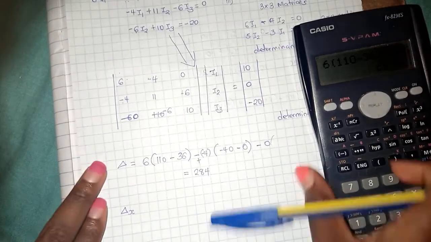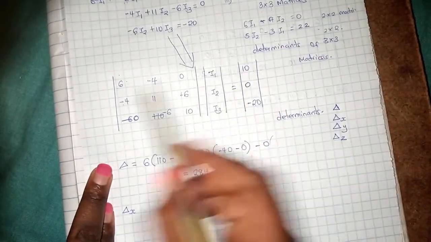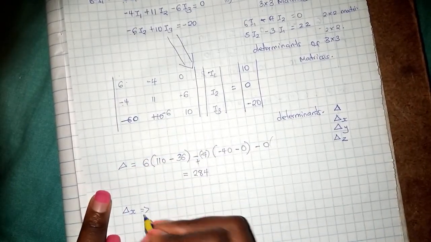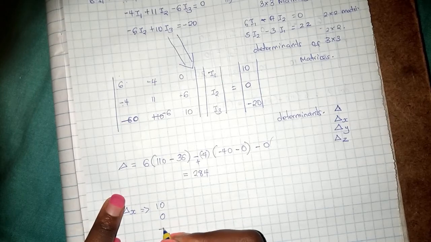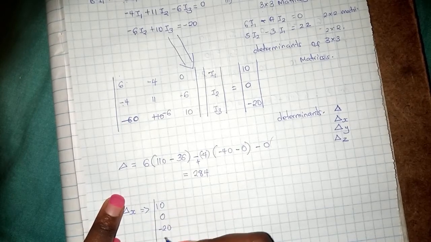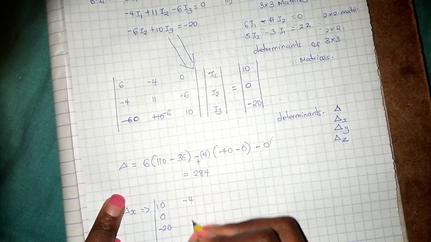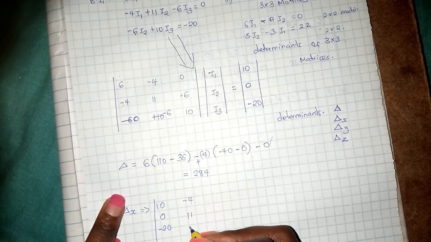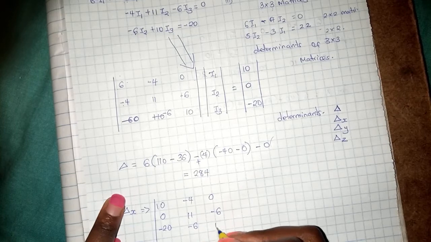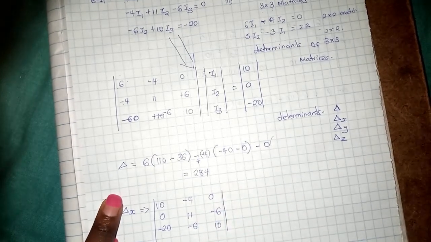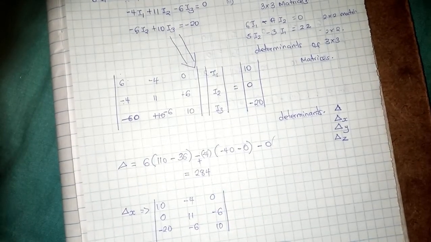So when we talk of this, we mean replace this here. So we will have, first of all, let's just rewrite it: 10, 0, negative 20, negative 4. The rest remain the same: negative 6, 0, negative 6, 10. Okay, so the rest remain the same.